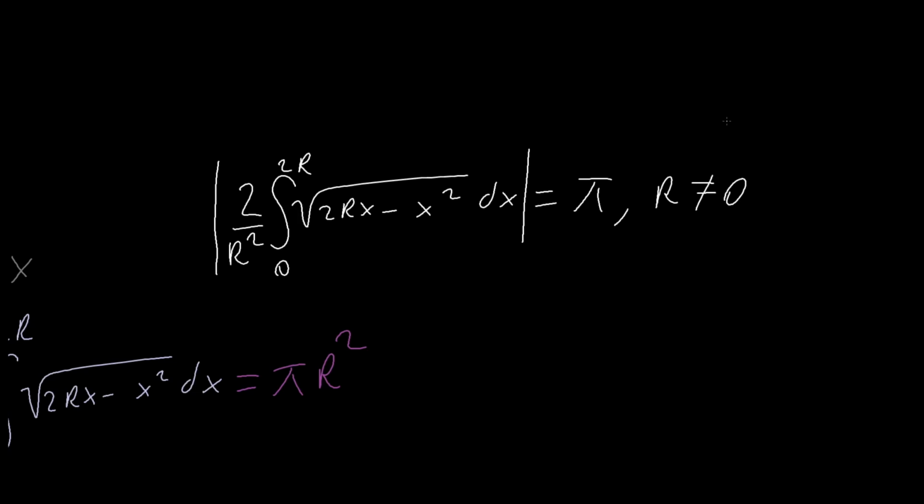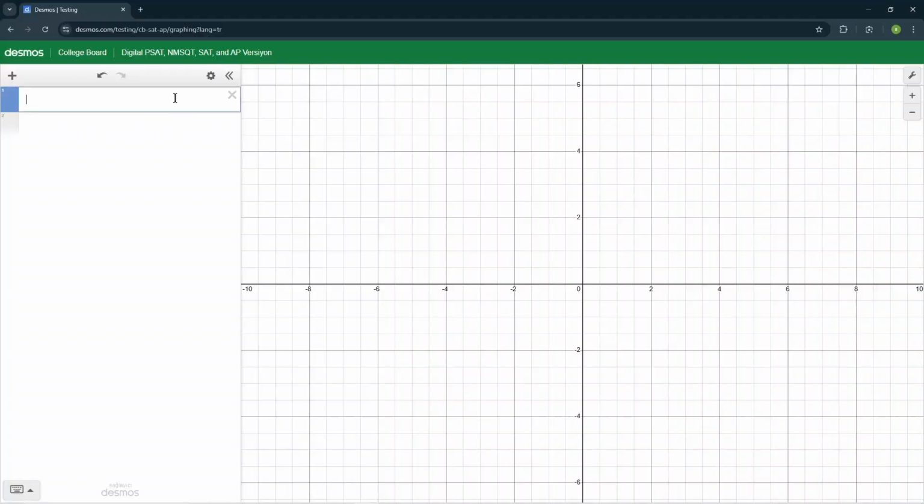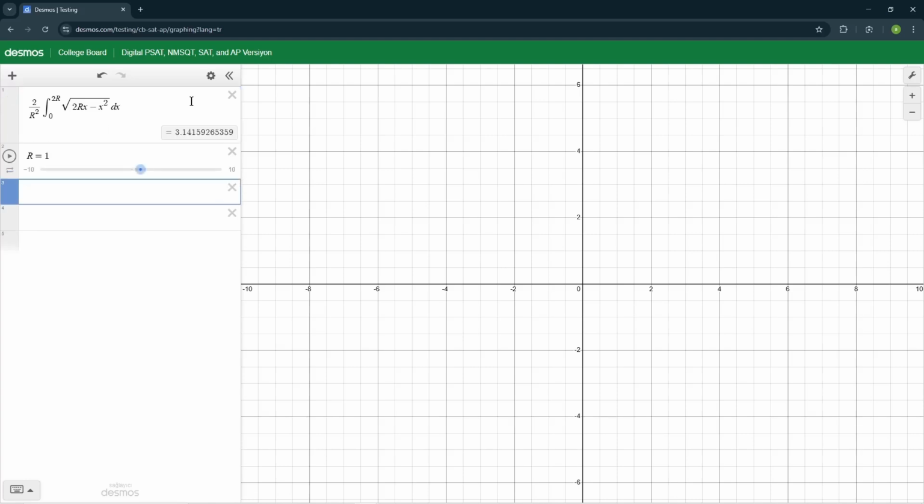Okay, so let's just simulate it using Desmos. I open my Desmos right now. So let's just put the formula that we found. 2 over r squared integral 0 to 2r square root of 2rx minus x squared dx. And we are gonna say let's take r to be between negative 10 and 10. Now let's play with the value of r.